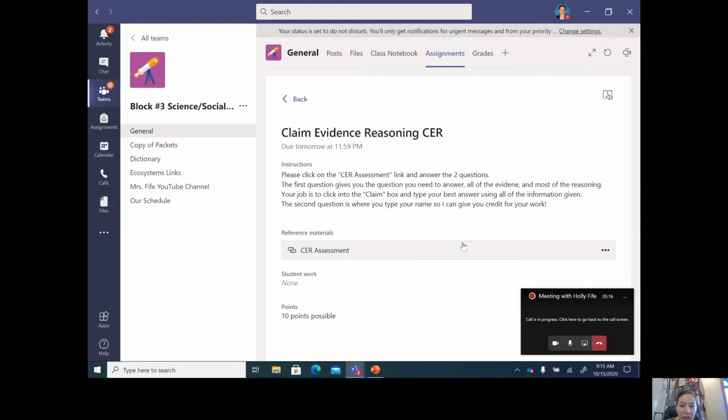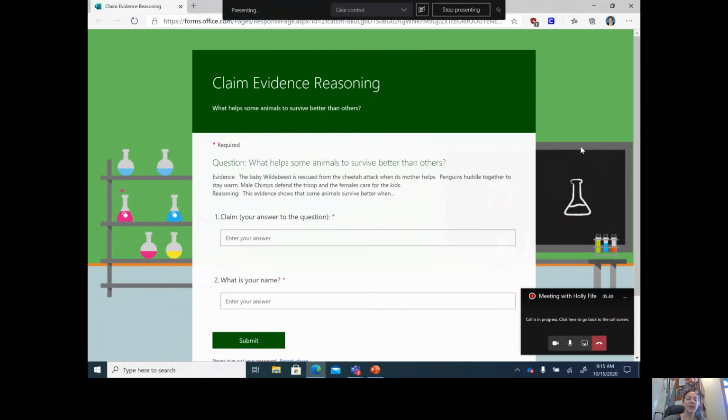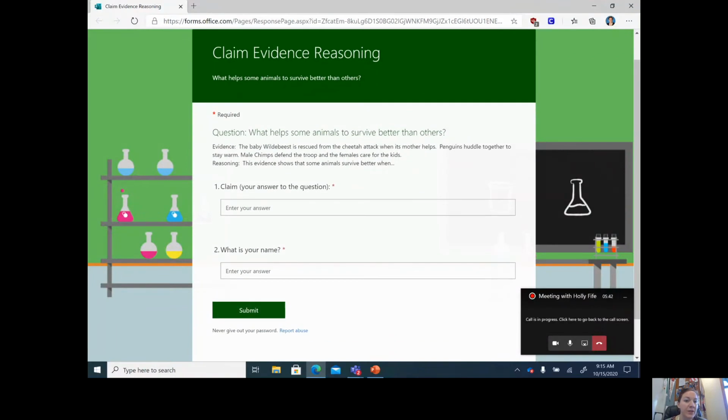The first question gives you the question you need to answer. All of the evidence and most of the reasoning are there. Your job is to click the claim box and type your answer using all the information given. The second question is where you type your name so I can give you credit for your work. So if you click there, I'm going to double check because oftentimes when I do that, it doesn't like to share. So it's going to open up to something like this, claim evidence reasoning. The question is, what helps some animals to survive better than others?